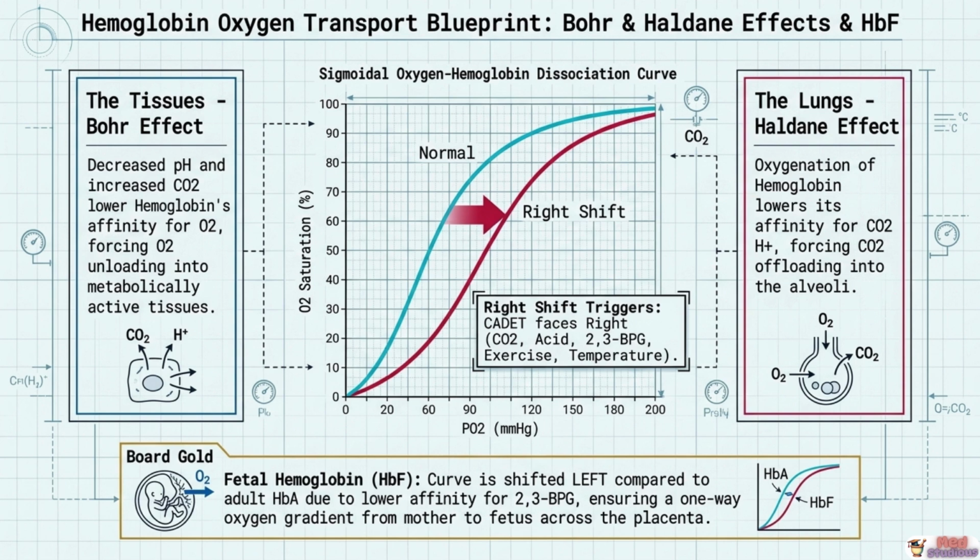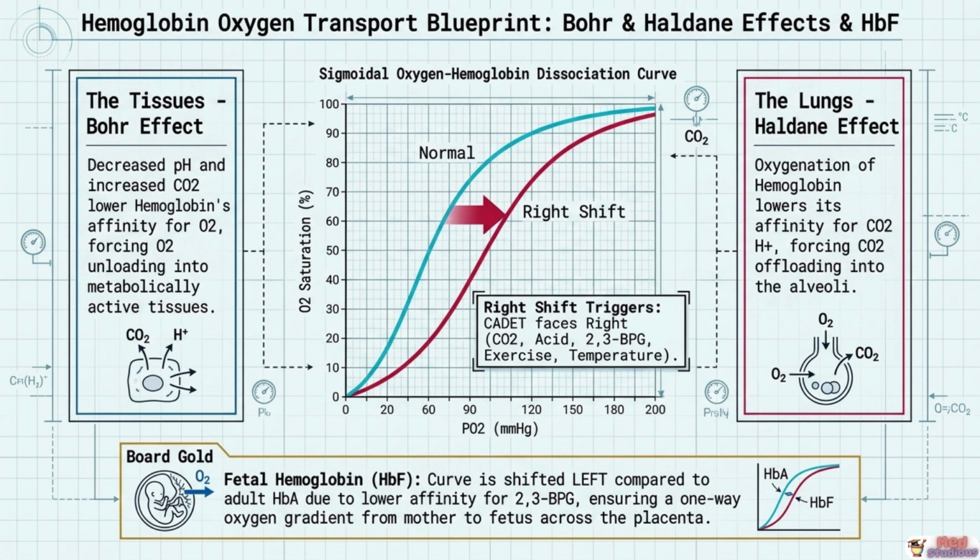At the lungs, the Haldane effect operates in the opposite direction. Oxygenation of hemoglobin lowers its affinity for carbon dioxide and hydrogen ions, forcing carbon dioxide to offload into the alveoli for exhalation. The factors causing a rightward shift of the dissociation curve, reducing hemoglobin's oxygen affinity, are conveniently remembered through the mnemonic CADET faces right. Carbon dioxide, acid, 2,3-bisphosphoglycerate, exercise, and temperature.